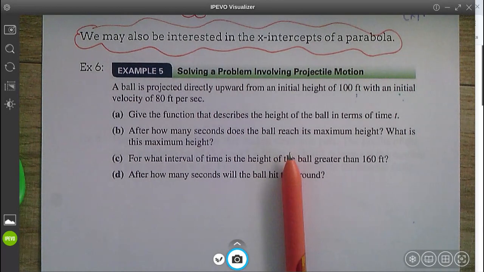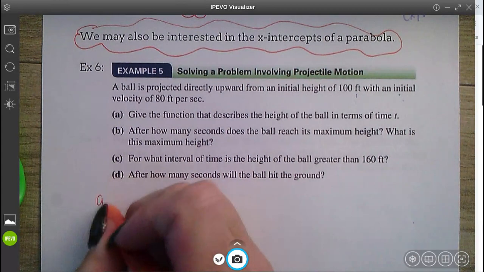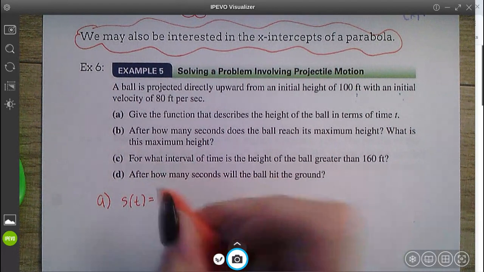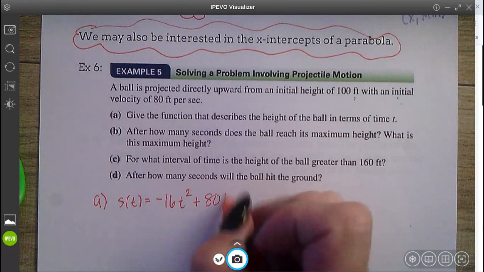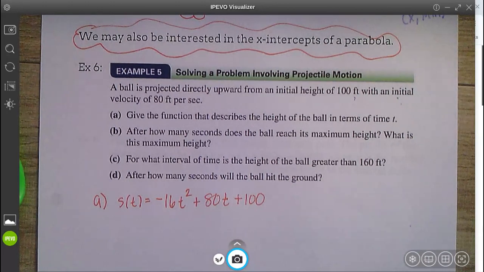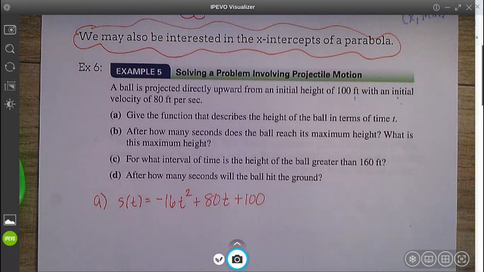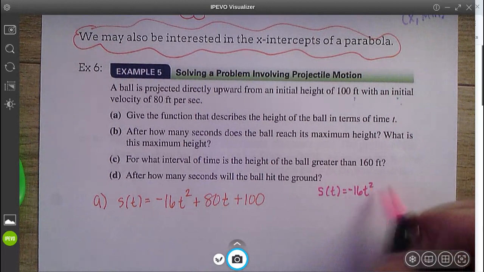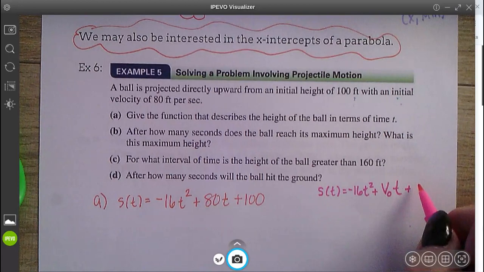Okay. Here's the equation that goes with that. Give the function that describes the height of the ball in terms of t. It is s of t is equal to negative 16t squared plus 80t plus 100. So just in case you're ever asked to do that, the general formula is that the height of the object is given by negative 16t squared plus the initial velocity times time plus the initial height.